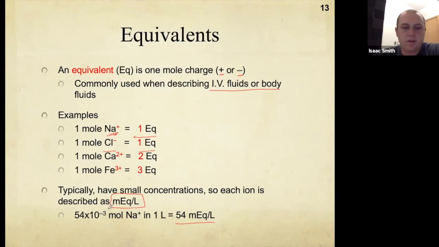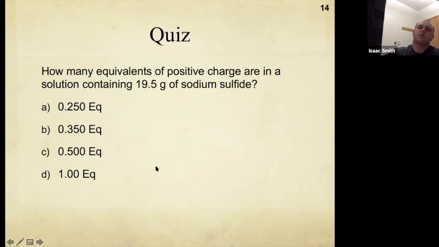So we'll talk about doing some math and conversions on these as well coming up. So go ahead and use some of that information that we just talked about to try and answer this question here. The question says, how many equivalents of positive charge are in a solution containing 19.5 grams of sodium sulfide?